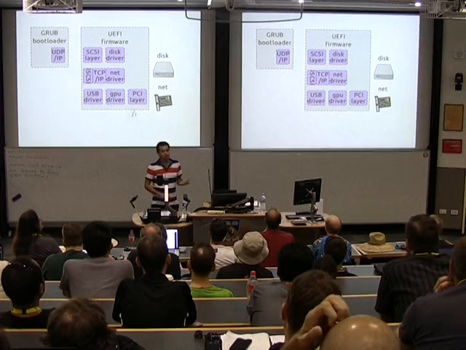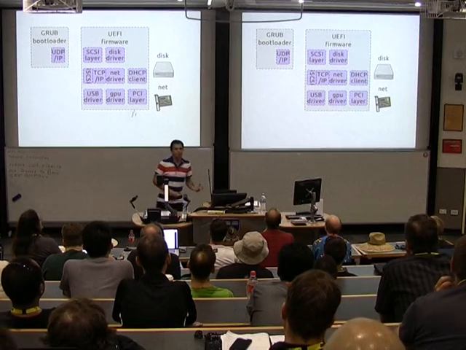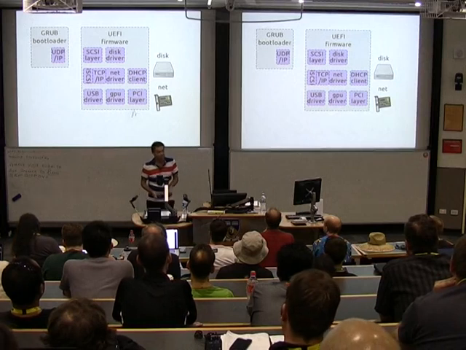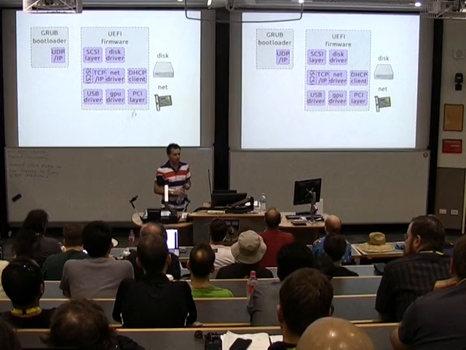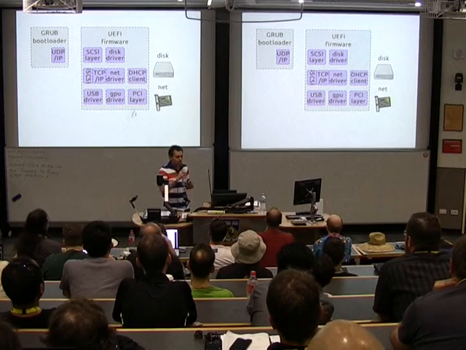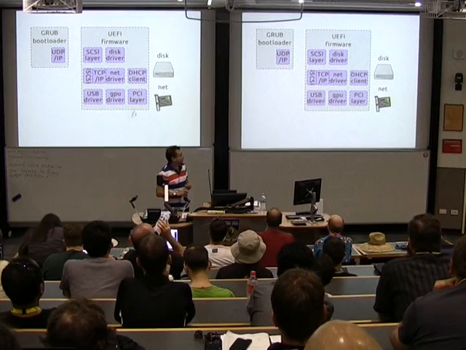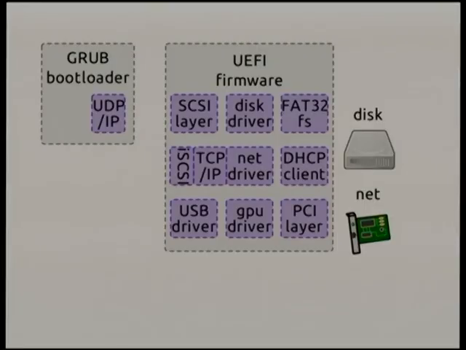Probably also want some way to automatically configure our network. So we'll have a DHCP client in there to handle the auto configuration. I'll probably also want to actually make use of the data we read off the disk. So we'll want a file system here.